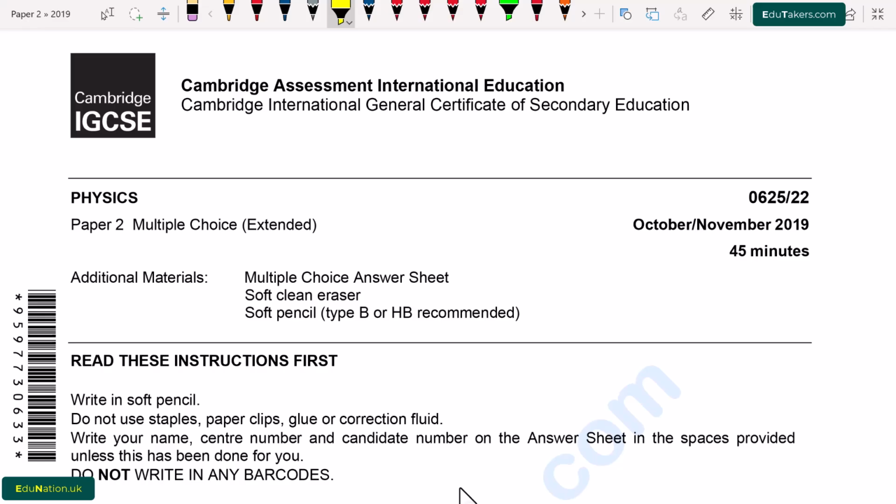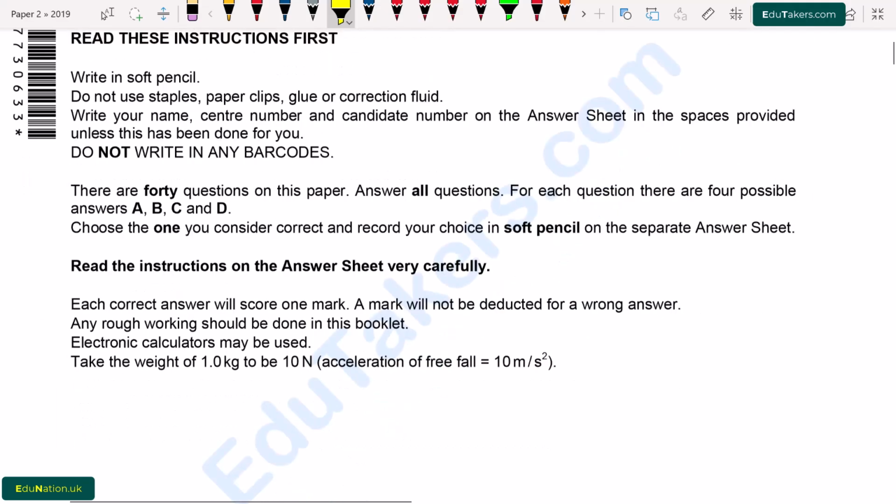Today we are going to solve Cambridge IGCSE Physics Paper 2 Multiple Choice Extended held on October-November 2019, and the paper code is 0625 with variant 22. So let's start from question number 1.